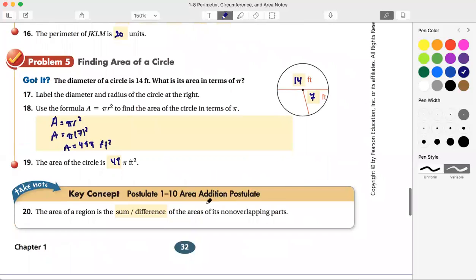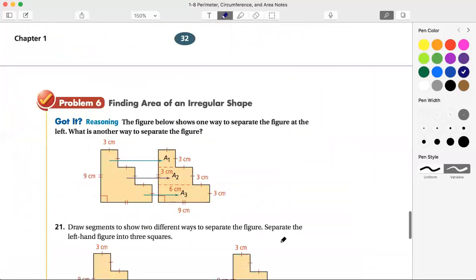All right, the area addition postulate. This is actually an interesting postulate. It says the area of a region is the sum of the areas of its non-overlapping parts. So it's very similar to our segment addition postulate, and it's very similar to our angle addition postulate, where they all state that the whole is equal to the sum of its parts. Very important concept that we go over in geometry a lot.